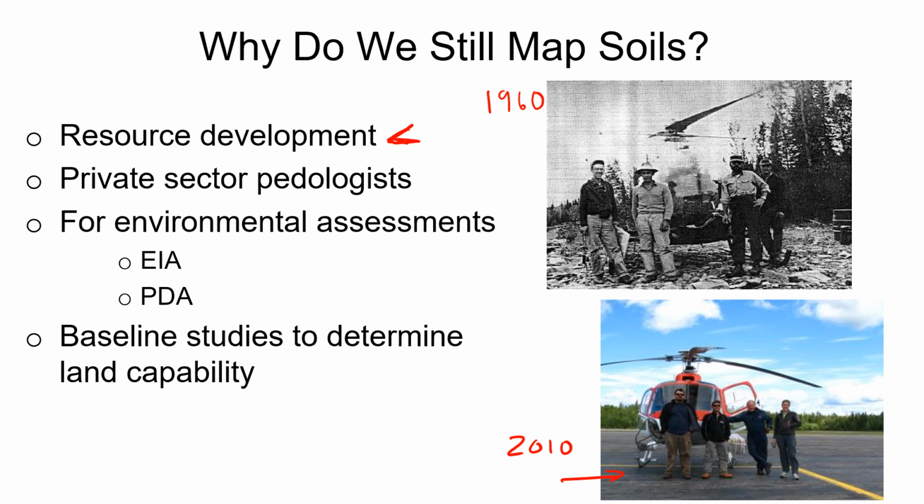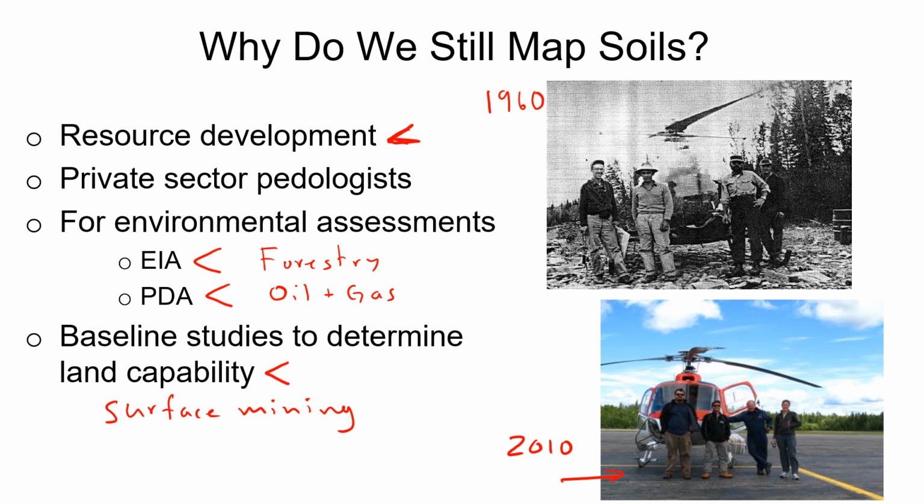And they do this for environmental assessment purposes. So these are for environmental impact assessments and pre-disturbance assessments for both forestry and oil and gas extraction. So basically these are baseline studies to determine land capability. And in the case of surface mining, the current requirement is that ecosystems be returned to an equivalent land capability function. So you need information before you surface mine an ecosystem. You need to know what that ecosystem was, what kind of soil was there, what kind of function it had, what kind of capability, what kind of productivity and fertility. So there's a lot of work going on in the green zone on soil mapping today.